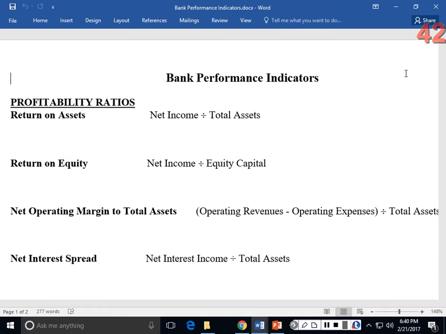Net non-interest income is non-interest income minus non-interest expense. So the word net tells you you're subtracting one from the other. And net interest income is interest income minus interest expense.